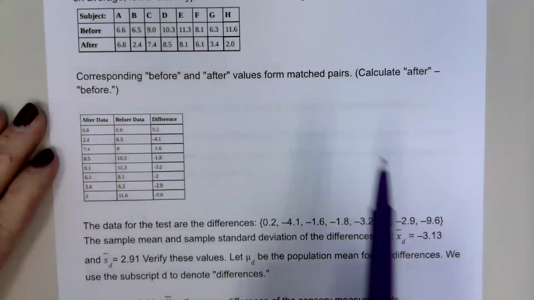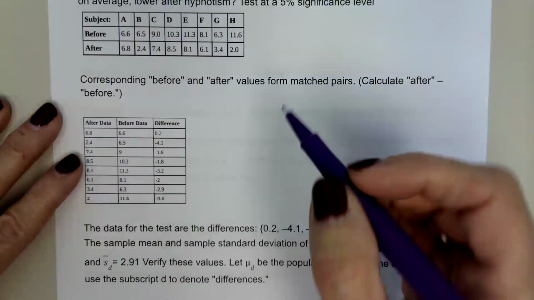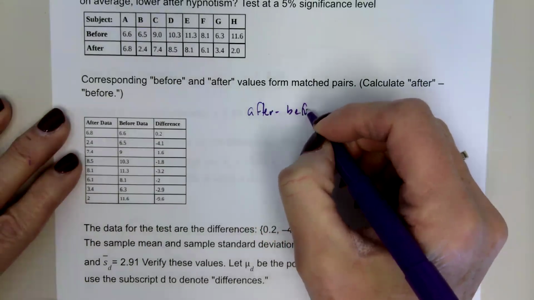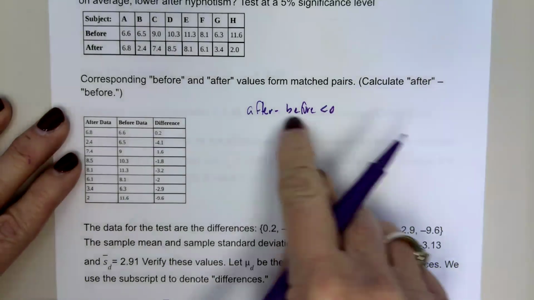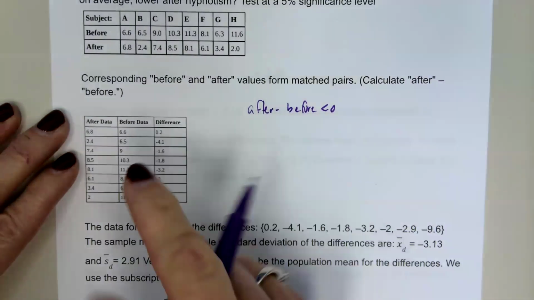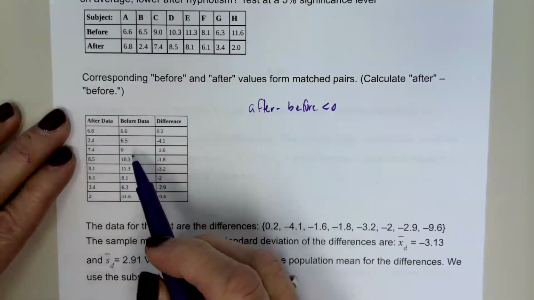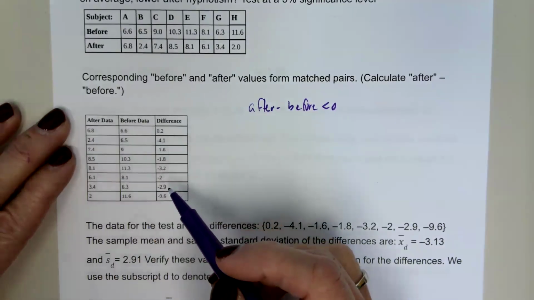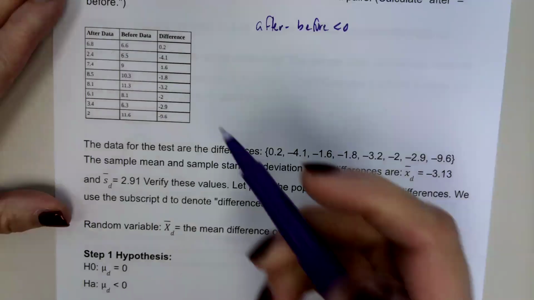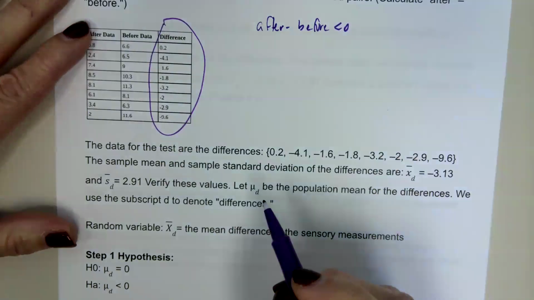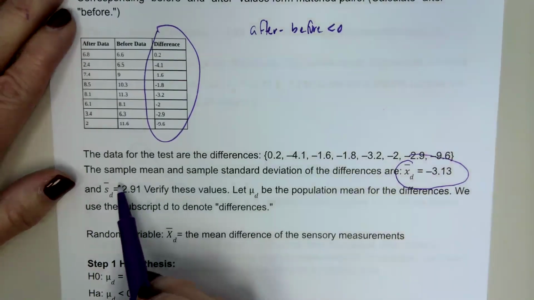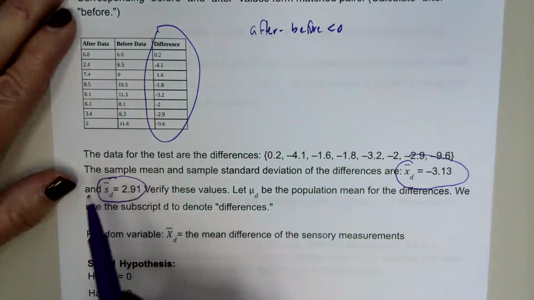So I have decided to calculate after minus before. And so I'm hoping that after minus before is less than 0, because that would indicate the after is less than the before, and so we'd have a negative value difference. I put my afters in this column, my befores in this column. I took the difference. The only one that was positive was patient A. So now we have one sample of data. That's our differences. And we calculated the mean right here. The mean of the differences is a negative 3.13. The standard deviation of the differences is 2.91.